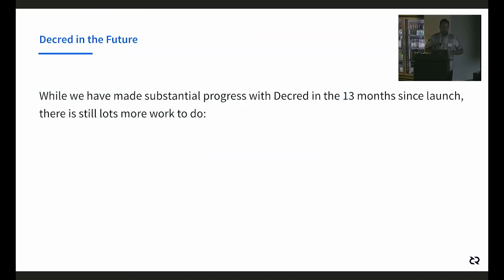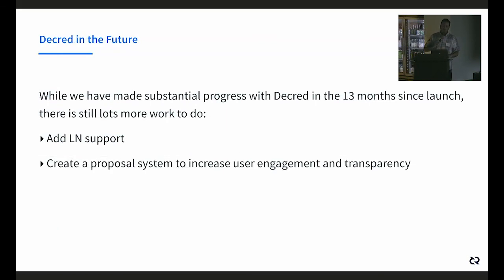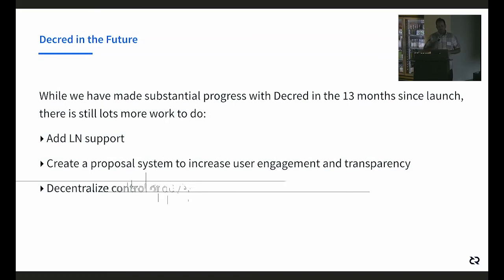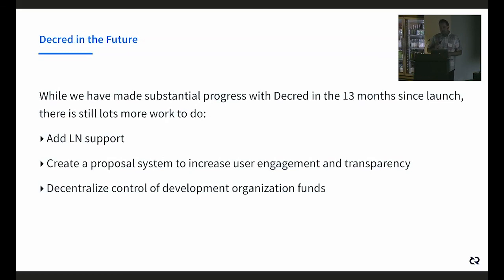Now in the future, we had 13 months to grind this stuff out, and we've got a lot more stuff to do. Got to add Lightning Network support. That is not a small amount of work because syncing the changes from BTC Suite is a ton of work. We've got to create a proposal system so that people can go, I really want to change this. Right now we have a forum, but that's informal. We want to create a system where people can do that and it's transparent and public. Decentralized control of the development organization funds, that's planned. I'm not exactly sure how to do that one yet, but we'll figure it out.